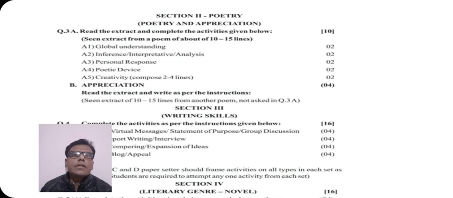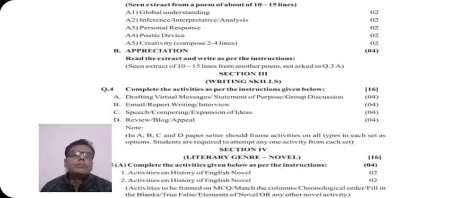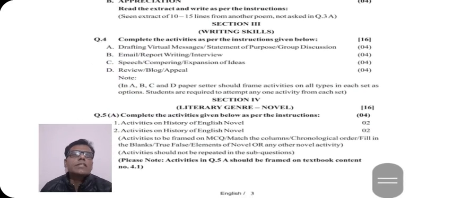Then question 3b. Here appreciation type activities will be given for 4 marks. Read the extract and write as per the instructions. You will be given an unseen extract of 10 to 15 lines from another poem, which is not the one asked in question 3a. A different extract will be given for appreciation for 4 marks. Another poem will be given. So we'll go to section 3.